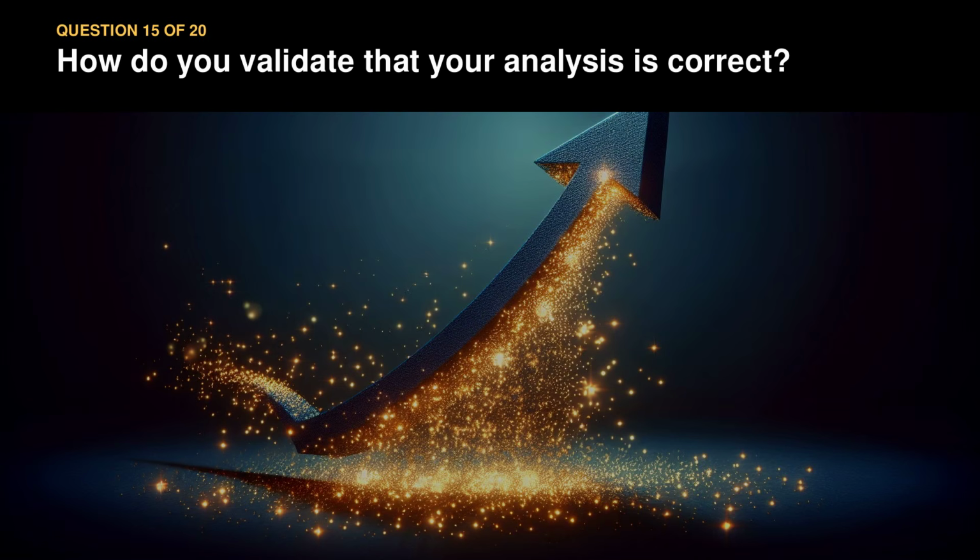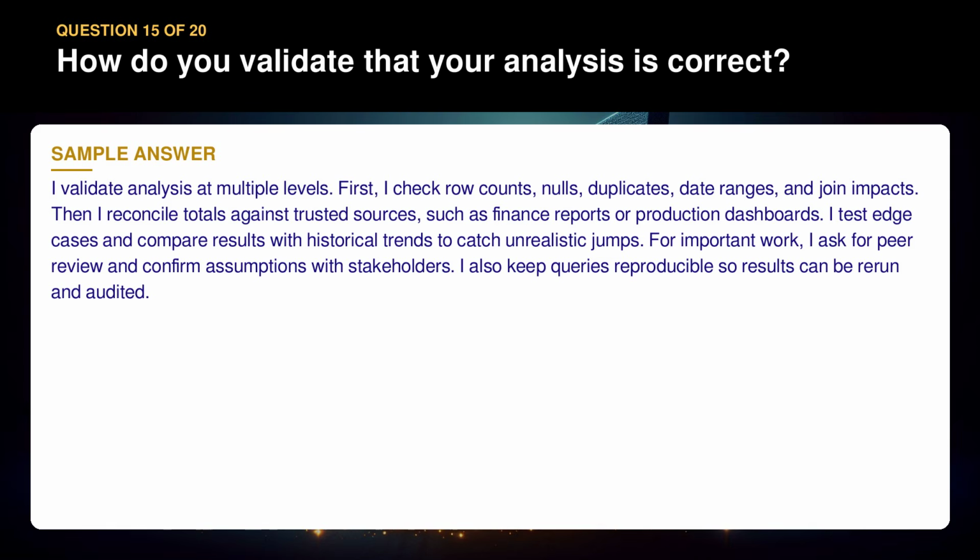Question 15. How do you validate that your analysis is correct? I validate analysis at multiple levels. First, I check row counts, nulls, duplicates, date ranges, and join impacts. Then I reconcile totals against trusted sources, such as finance reports or production dashboards. I test edge cases and compare results with historical trends to catch unrealistic jumps. For important work, I ask for peer review and confirm assumptions with stakeholders. I also keep queries reproducible so results can be rerun and audited.